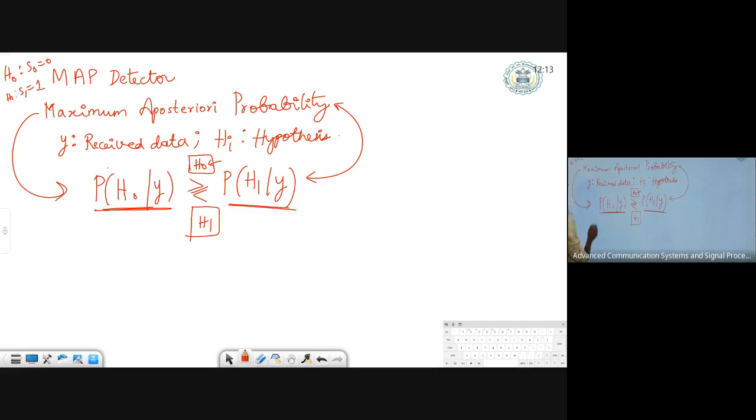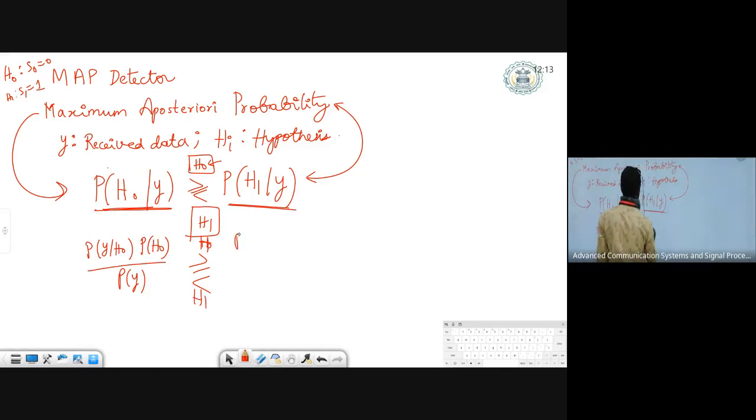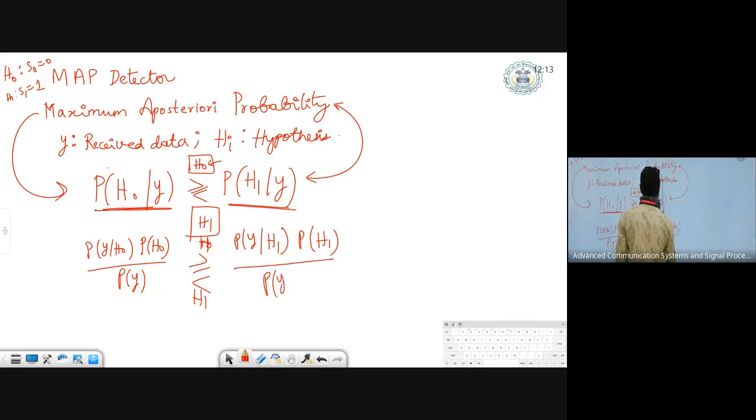As per Bayes law, this can be written as probability of Y given H naught multiplied with probability of H naught divided by probability of Y. I hope I am writing the correct equation. This will be H naught, this will be H1, and this is written as probability of Y. This is nothing but the transition probability: probability of receiving Y when H1 has occurred, multiplied with probability of H1, divided by probability of Y. Probability of Y is called the total probability.